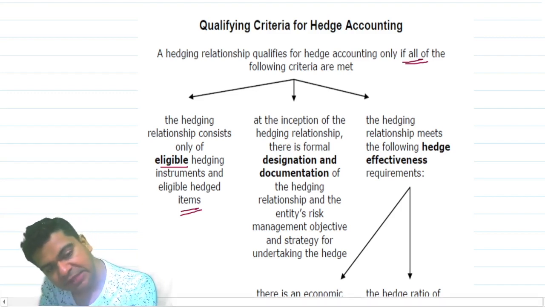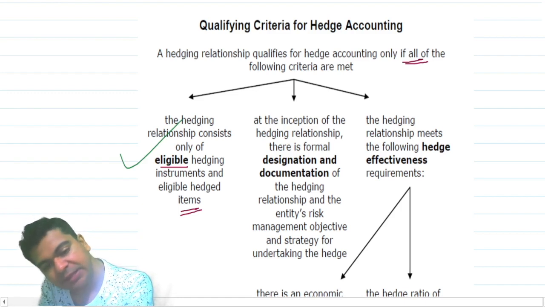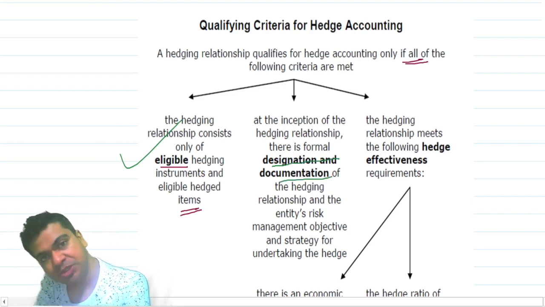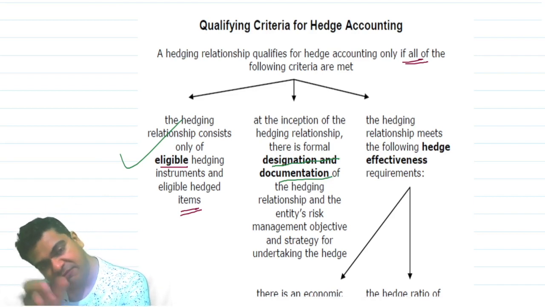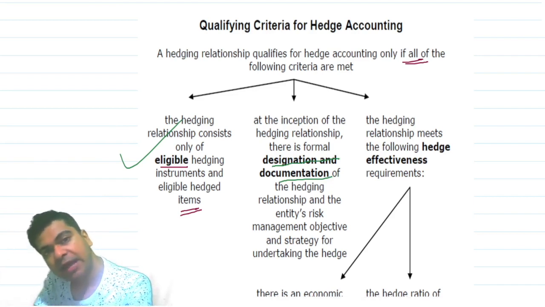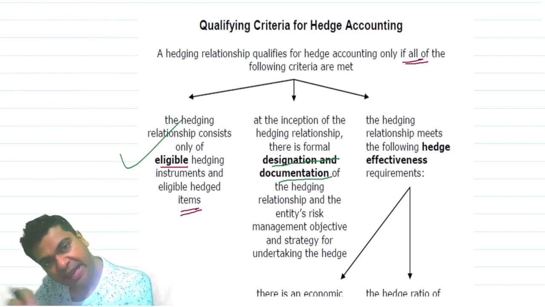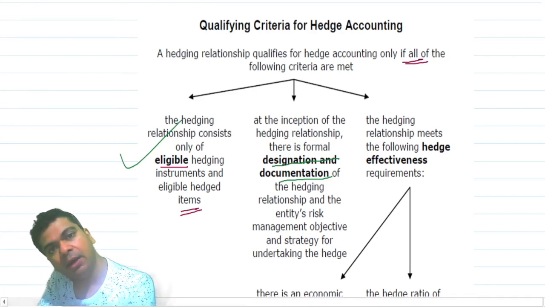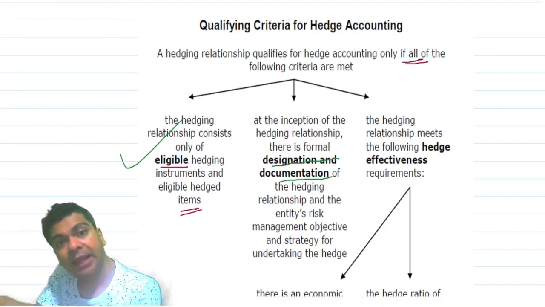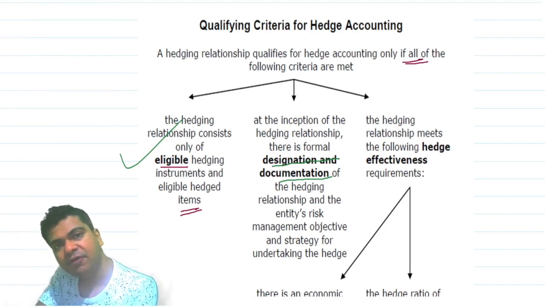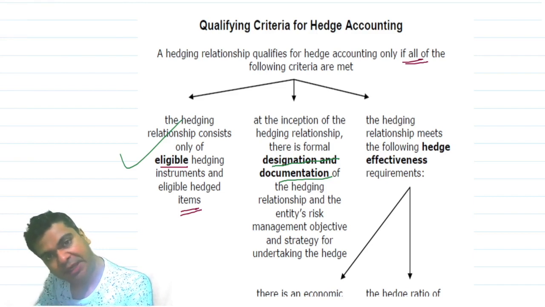Okay. Once this has been done, then they will say, at the inception of the hedging relationship, there is a formal designation and documentation. This is very much important. It has to be properly documented which items are considered as hedged items and which items are considered as hedging instruments. Please understand, the accounting of the hedged item and the accounting of the hedging instrument will be done slightly different from the other accounting norms which are set in the standards relating to financial instruments. So because there is a difference, a formal designation and documentation is required.